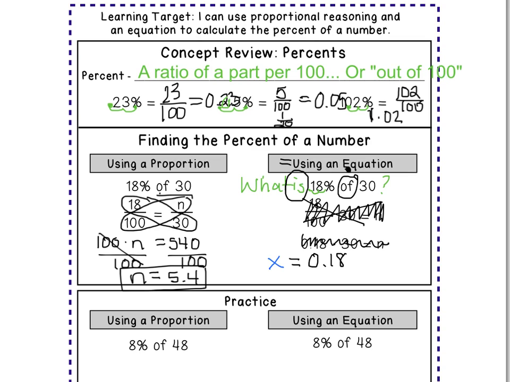So we have X is, what is 18% written as a decimal, of means multiply 30. So in your calculator, to find the percent of 30, 18% of 30, all you're going to do is take 18/100ths times 30. If you do that, you're going to find out that you agree with the answer you found from your proportion. 18% of 30 is 5 4/10.